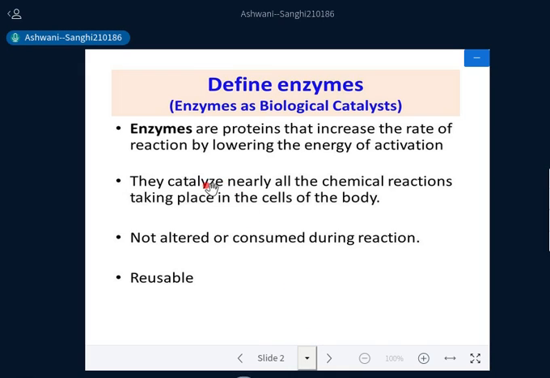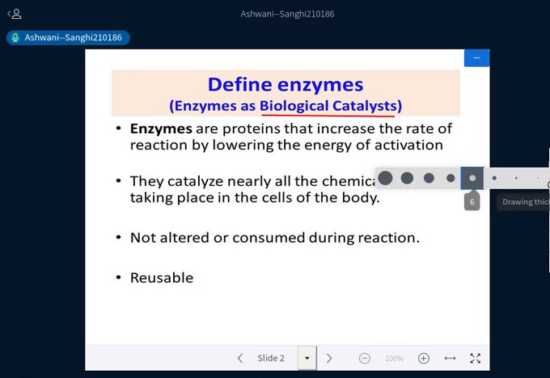Hello students, today we will discuss enzymes. First, what is an enzyme? Enzymes are biological catalysts. In chemistry, we use catalysts. A catalyst is something which increases the rate of reaction or speeds up the reaction.